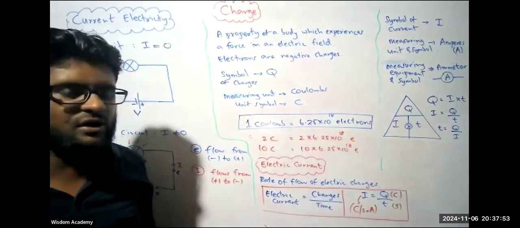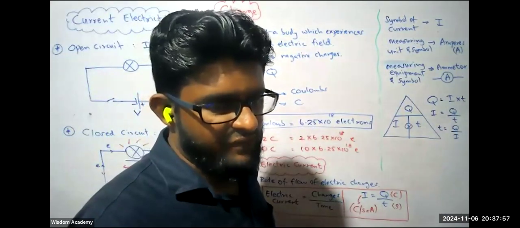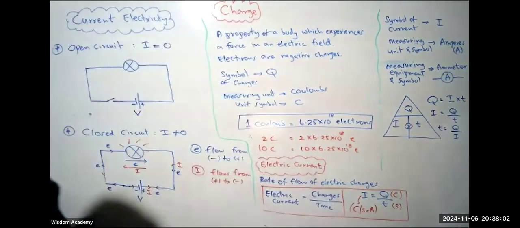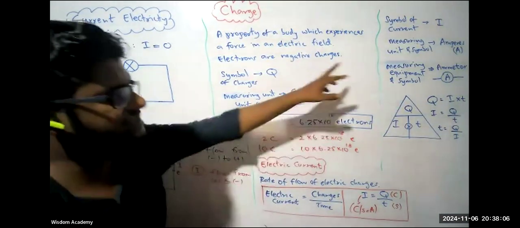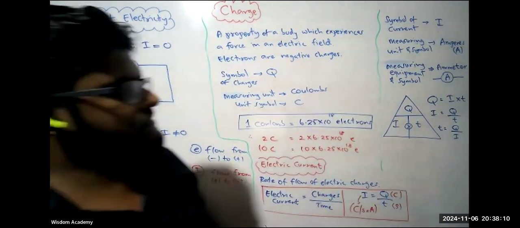And what is the definition of 1 ampere? When we are defining 1 ampere, it is the current that flows when 1 coulomb of charge passes a point in a circuit. Okay, so let's write this down first.